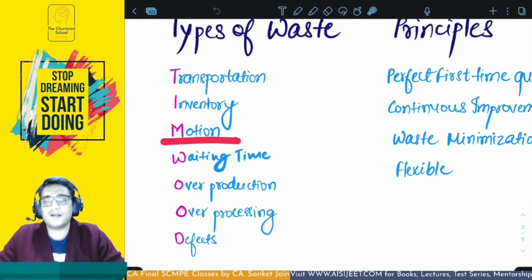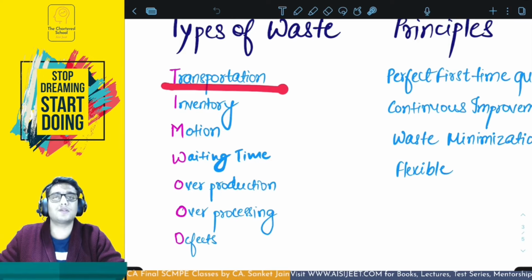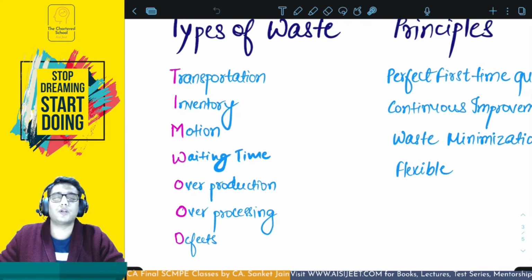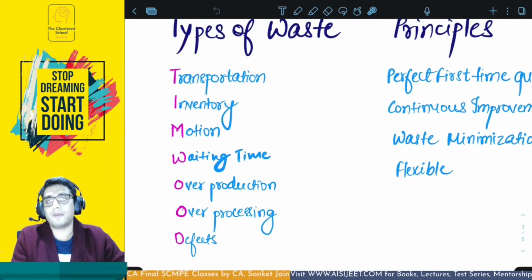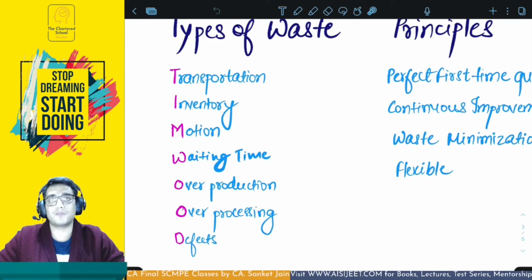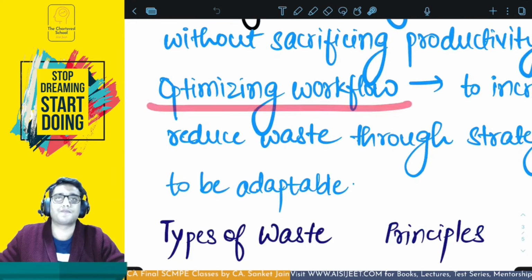Then motion is unnecessary movement of people. Alright, here transportation was unnecessary movement of products and resources. Here motion is unnecessary movement of people. Waiting time is when a product is moving from one machine to another machine so that it can be processed further. While moving towards the second machine, if the products have to wait in the middle, that is called the waiting time. We want the waiting time to be reduced as much as possible so that our workflow is optimized.